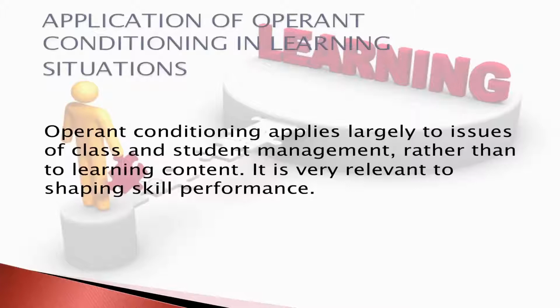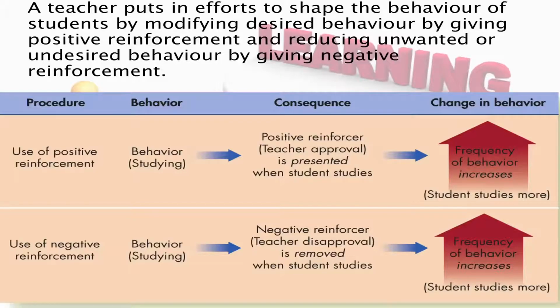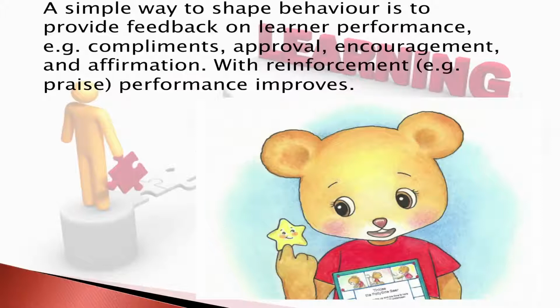Application of operant conditioning in learning situations. In the conventional learning situation, operant conditioning applies largely to issues of class and student management rather than to learning content. It is very relevant to shaping skill performance. As a student, you must have observed how a teacher has to put in efforts to shape the behavior of students. This is possible by modifying desired behavior by giving positive reinforcement and reducing unwanted or undesired behavior by giving negative reinforcement. A simple way to shape behavior is to provide feedback on learner performance.